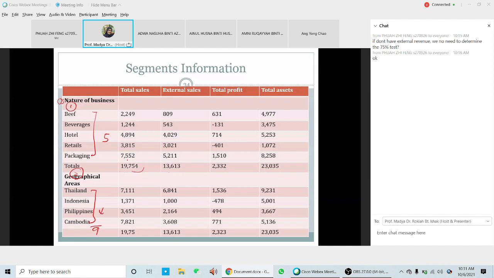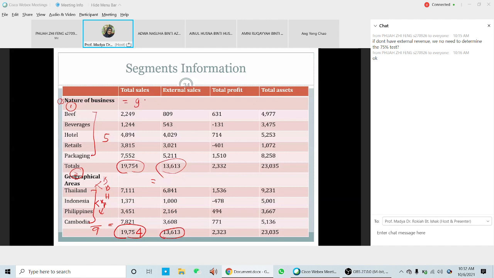Because maybe in Thailand we have beef, beverage, and hotel. Maybe in Indonesia we have retail, and then we have PKG in the Philippines, another segment. So at the end, the total based on nature of business should equal the total of the geographical area, the total amount of totals. It should be the same. This one, I think, is 2323, same as this one. You just change this figure.